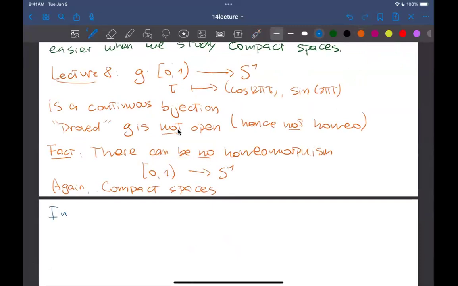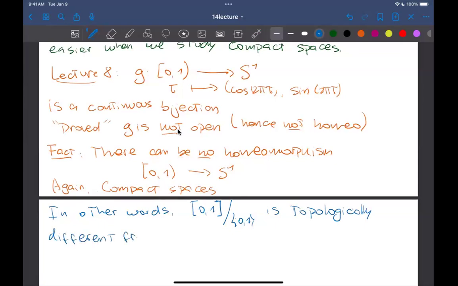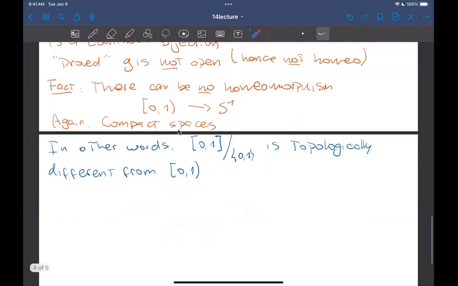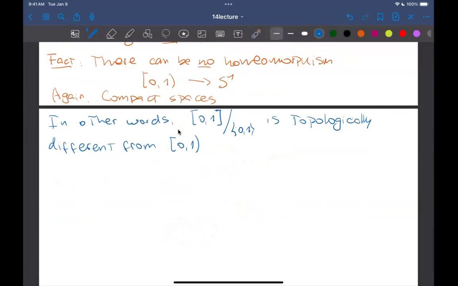In other words, the quotient, where you identify 0 with 1, is topologically different from just deleting 1 point from the interval, say 0 open at 1. And why is that? Well, because this is topologically S1, and this guy is not. So the upshot here is quotients are not the same as deleting points. These are different things.